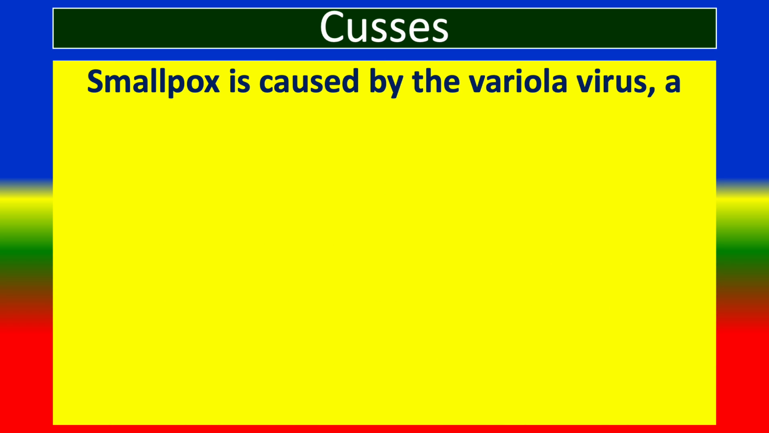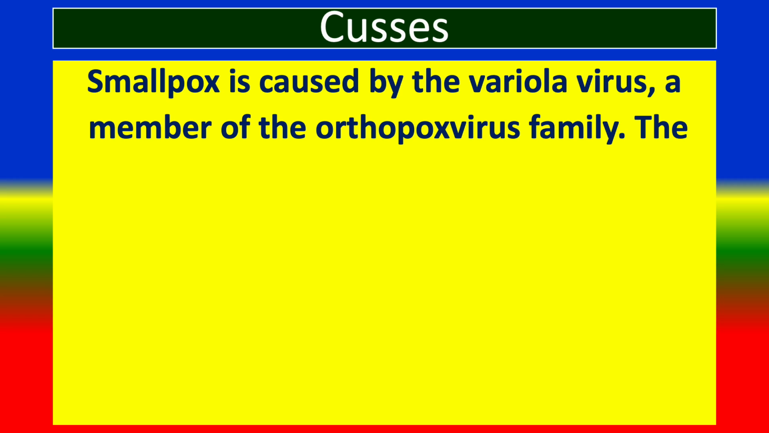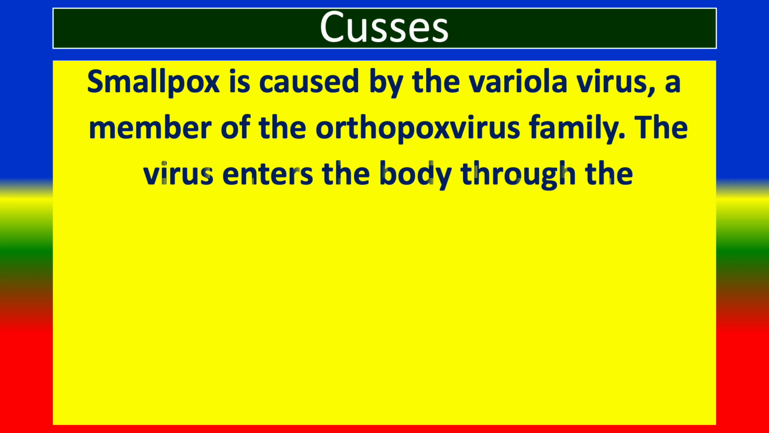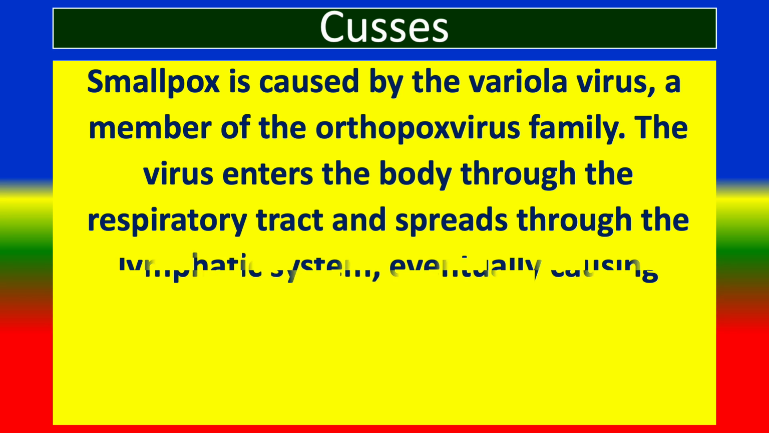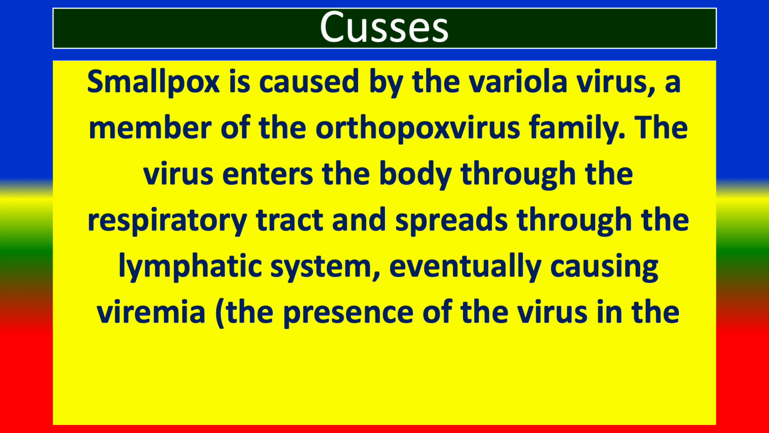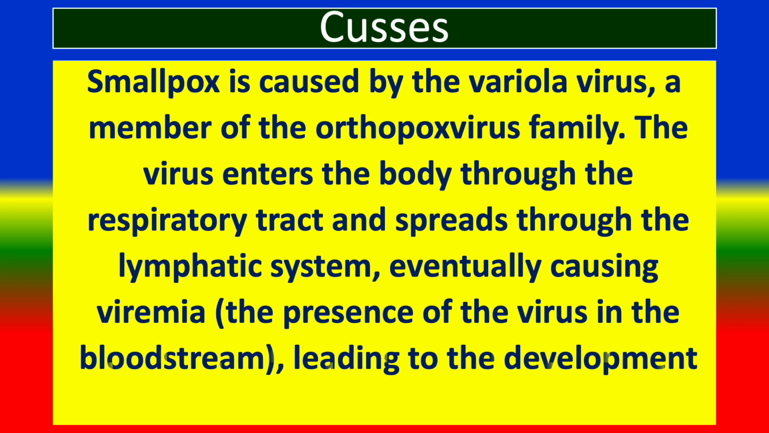Causes: smallpox is caused by the variola virus, a member of the orthopoxvirus family. The virus enters the body through the respiratory tract and spreads through the lymphatic system, eventually causing viremia, the presence of virus in the bloodstream, leading to the development of a rash.